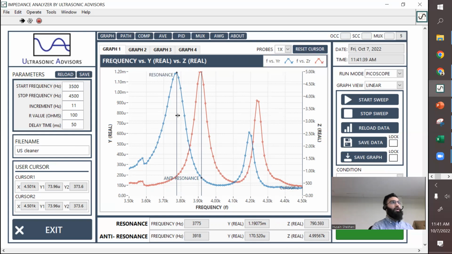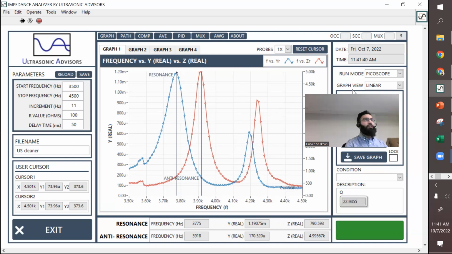This program automatically does the quality factor for you, but you would have an extremely low quality factor if you measured it the other way, with absolute impedance. So you need to use this for resonance frequency determination, because your coupling factor gets messed up when you don't use this.